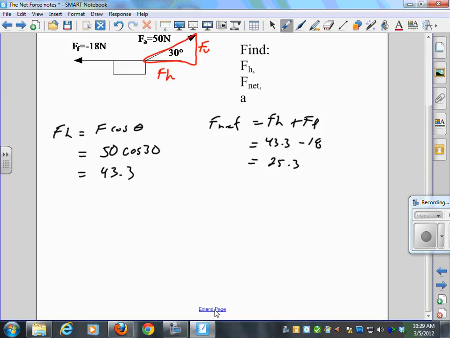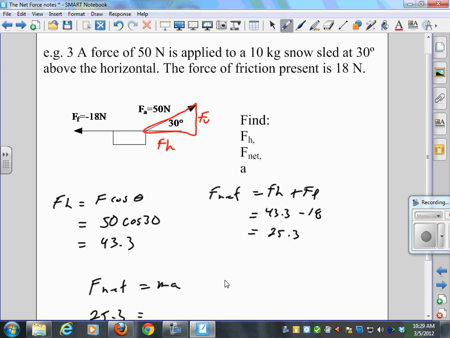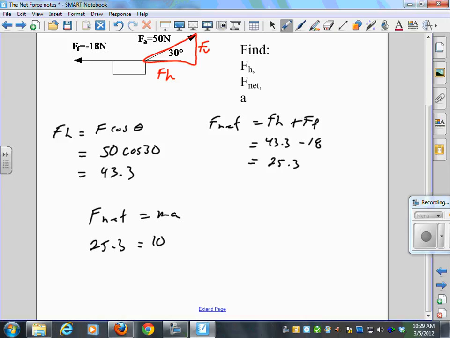And now to find the acceleration, it's simply F net equals ma. The net force, 25.3. The mass of the sled was 10. So we divide by 10. 2.53 meters per second squared.